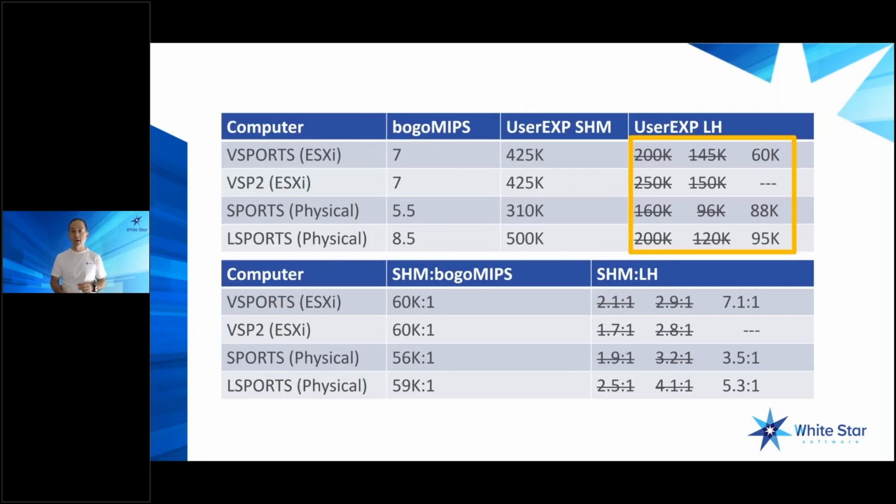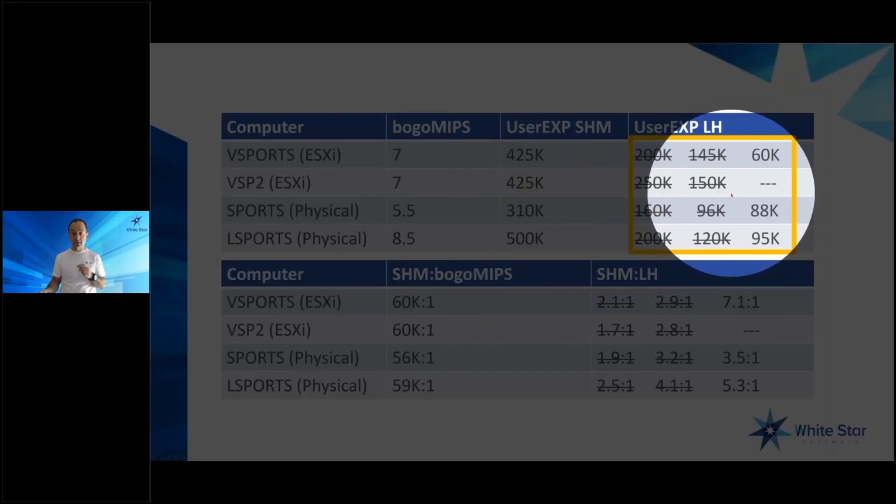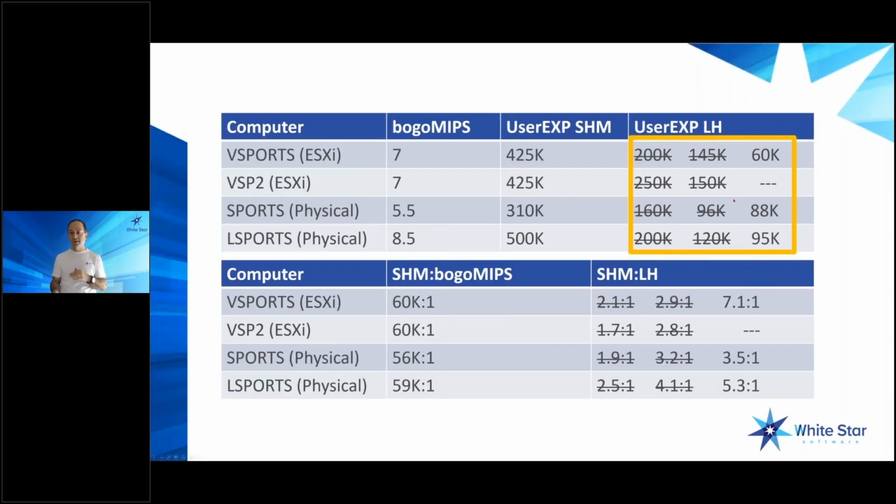I told you, right? So user experience localhost, look at that. We dropped user experience localhost by a factor of 2 or 3 almost in all cases. Now, interestingly, my physical sports and L sports didn't drop all that much, all right? But my network one, vSport, sorry, my virtual one dropped a lot. And then, sorry, that dash on VSP2 is simply because something happened with my benchmarking and I don't have data. So we're going to rely on vSports for this particular benchmark, all right?